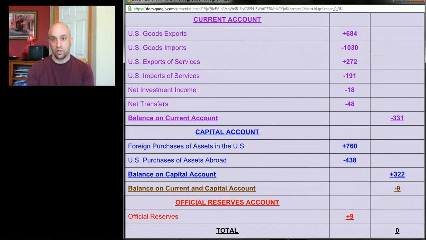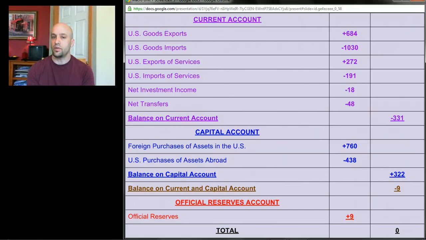That official reserves number is going to be whatever number it takes in order to make the balance of payments total out to zero. So what had to happen is that the Federal Reserve had to come up with $9 billion extra dollars in currency in order to pay for all the goods and services and other things we were buying from other countries.